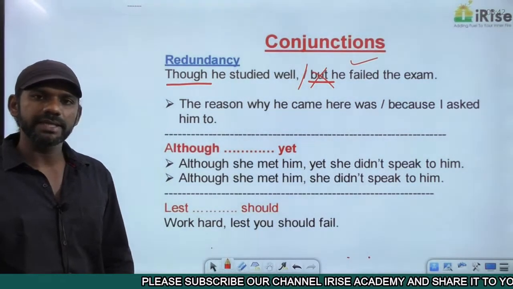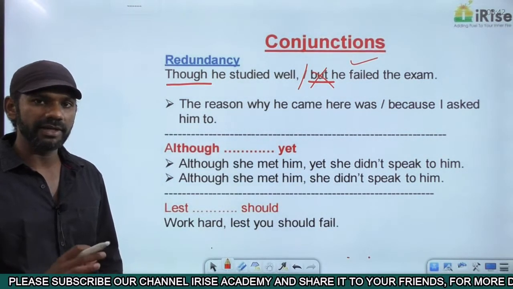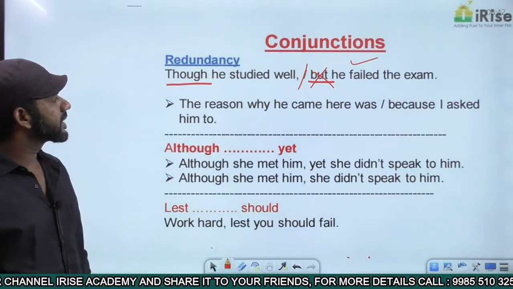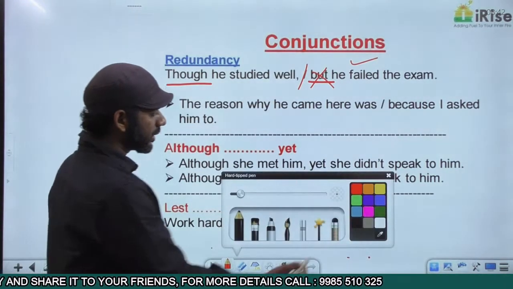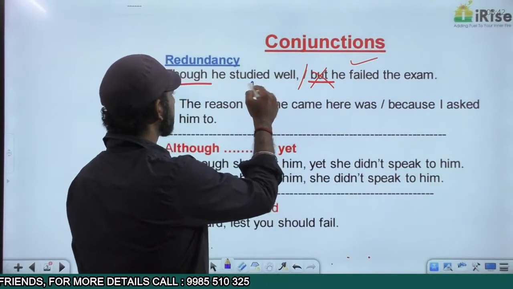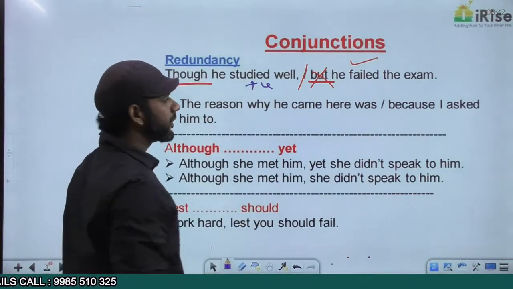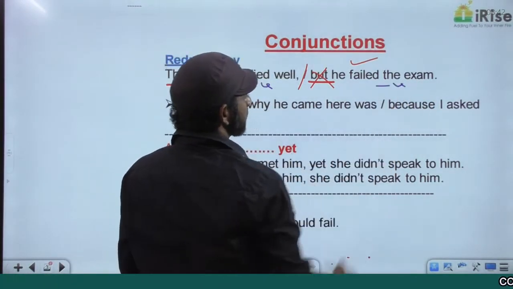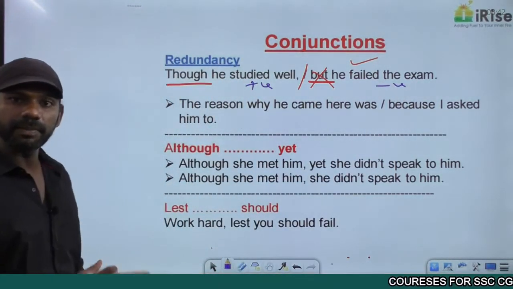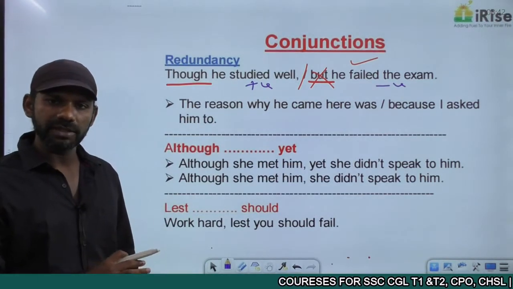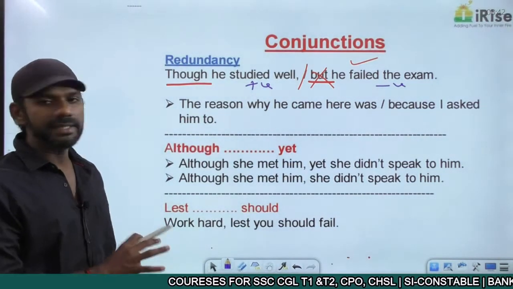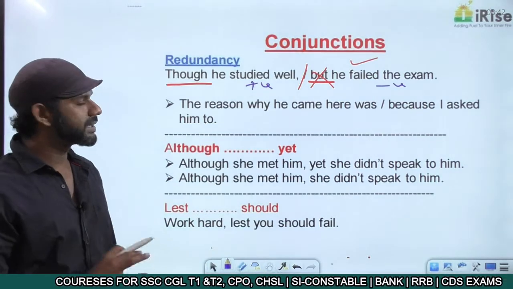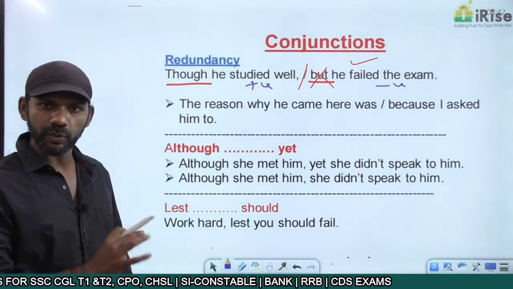Though is a contrast indicator, must always connect one positive idea and one negative idea. The first idea is, he studied well, which is positive. The second idea is, he failed the exam, negative. So the concept of contrast indicator is completely fine here, connecting one positive idea and one negative idea. But the thing is, there's an error with redundancy, but is not required. The error is in part 2.